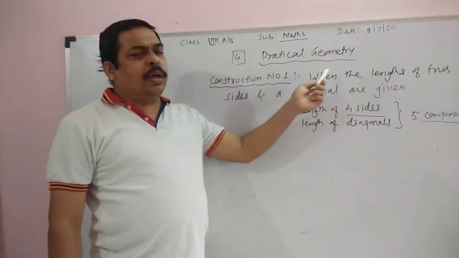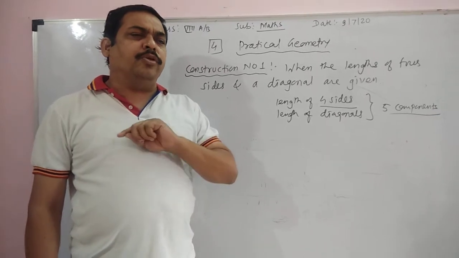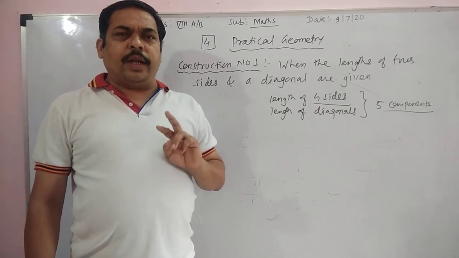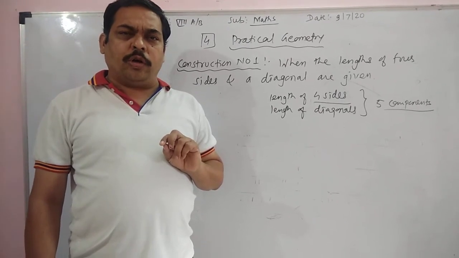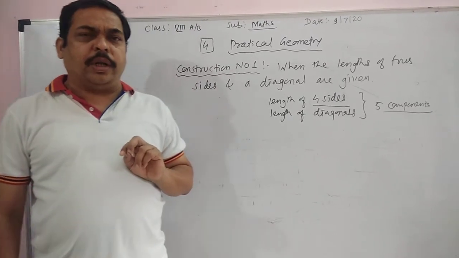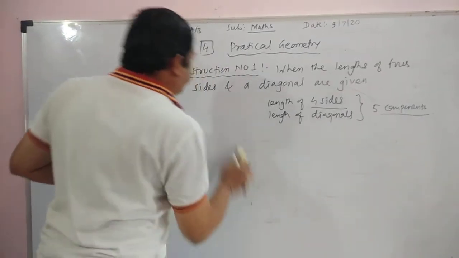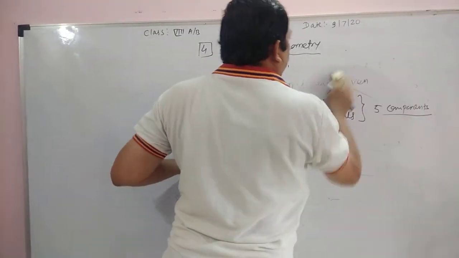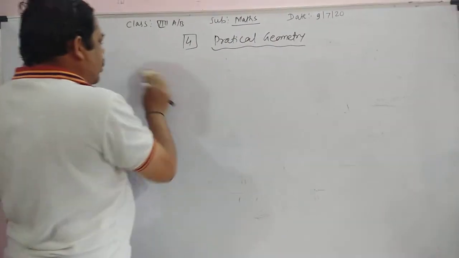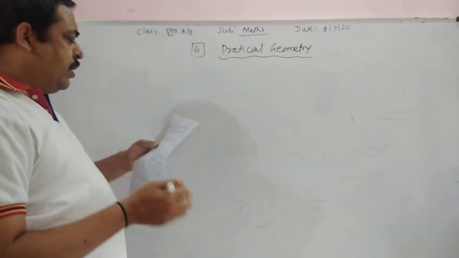First construction, remember, in that construction we have given the length of all 4 sides of that quadrilateral and length of 1 diagonal. Every quadrilateral has 2 diagonals. When we join the 2 non-consecutive vertices of that quadrilateral, then we get the diagonal. Means in every quadrilateral we get 2 diagonals. Right? Here we see the first example. Today we are going to learn this construction number 1, in which 4 sides of a quadrilateral are given and the length of 1 diagonal is given.